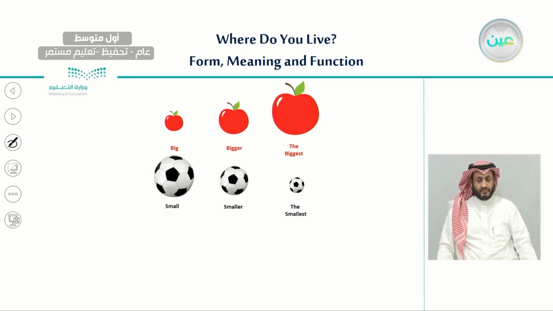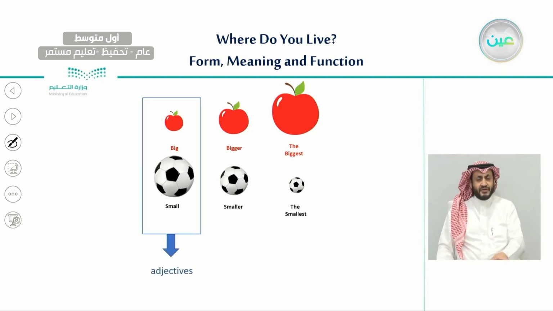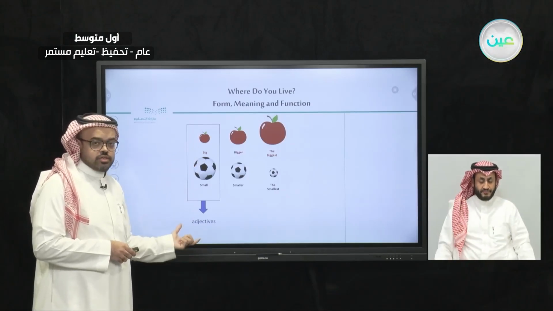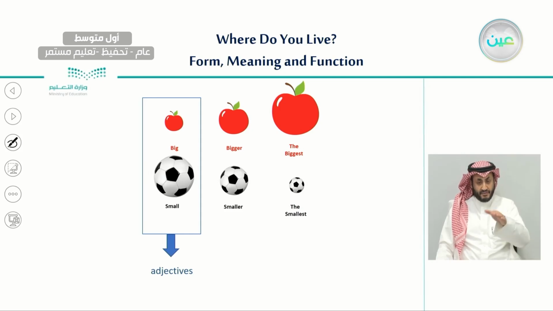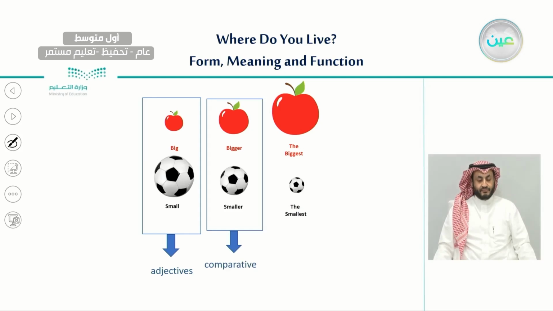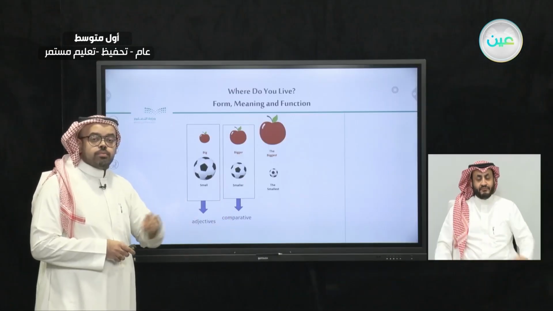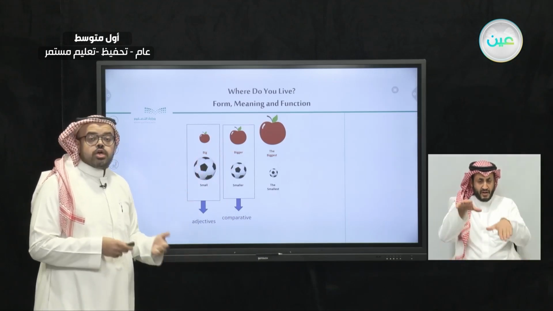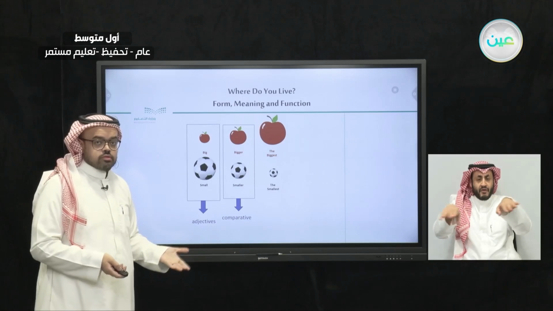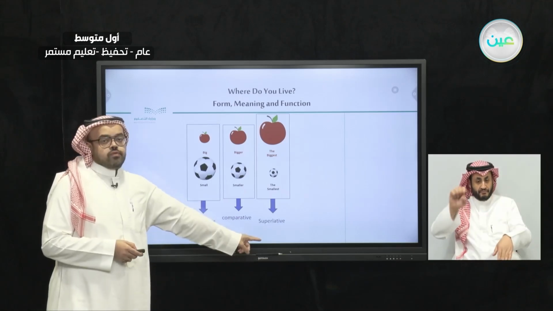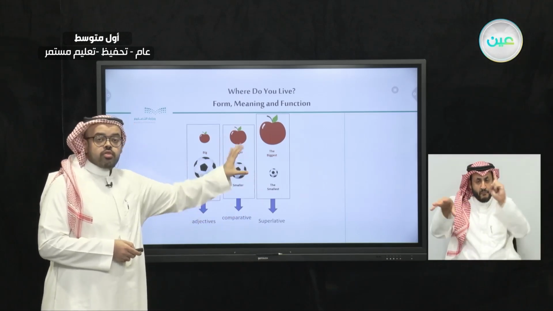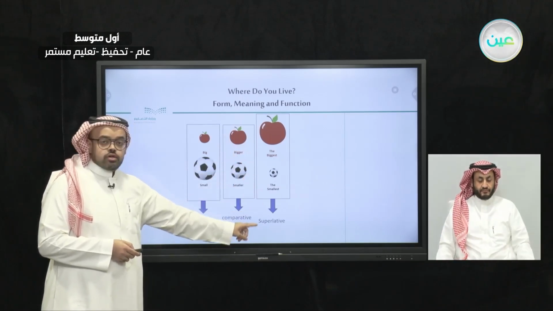These we call adjectives. This apple and this ball, big and small, we call them adjectives. And here the word bigger, as in this apple is bigger than this one, and this ball is smaller than this one, these we call comparative, where we compare two things. We compare this one with this one. But if we want to compare more than two things, we would use the superlative form. The superlative form, like this one, the biggest and the smallest. This form we call the superlative form.